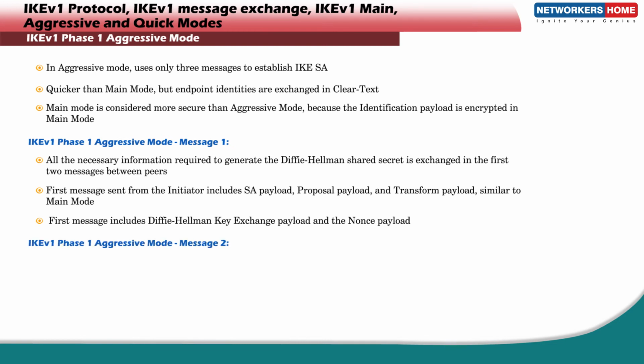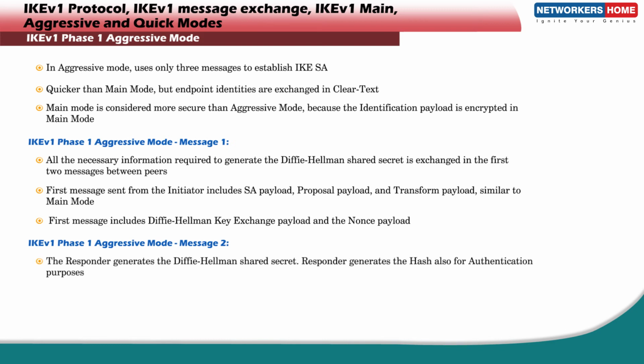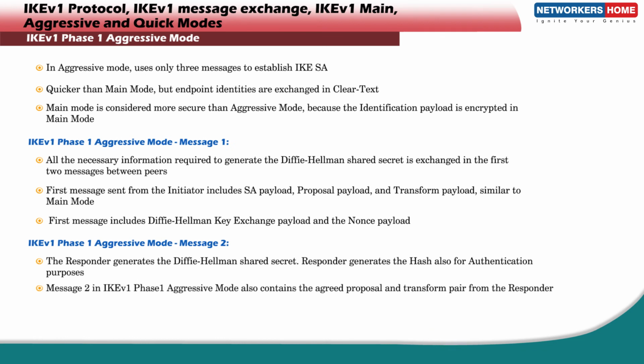IKEv1 Phase 1 aggressive mode message 2. Now, the responder can generate the Diffie-Hellman shared secret. The responder generates the hash also for authentication purposes. Similar to message 2 in IKEv1 Phase 1 main mode, aggressive mode message 2 also contains the agreed proposal and transform pair from the responder. It also contains the key exchange payload, nonce payload, identity payload and an authentication hash from the responder.